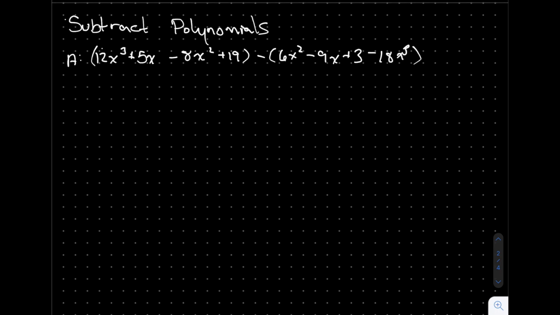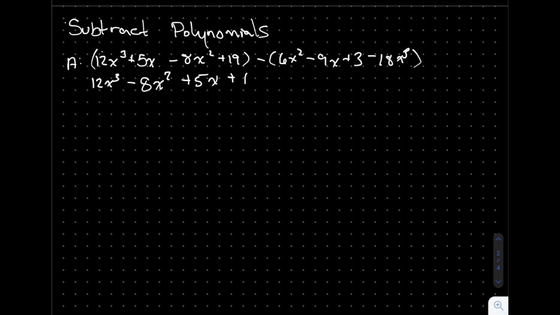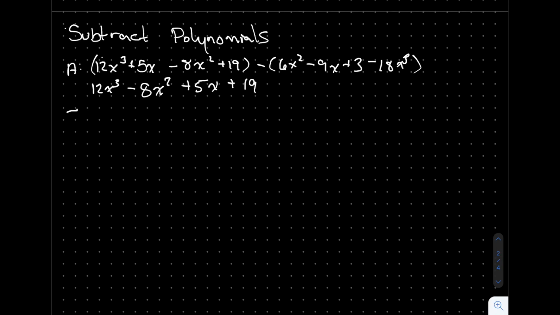All right, so just like when I added two of them vertically, to subtract vertically, I'm going to write each in standard form, leaving gaps for any terms that we're missing. So I have 12x cubed minus 8x squared plus 5x plus 19. Below that one, I'll write the polynomial that I'm subtracting from it. So I'm going to subtract negative 18x cubed plus 6x squared minus 9x plus 3. Now it's important to note that we are subtracting down. So we're going to have to subtract each term.